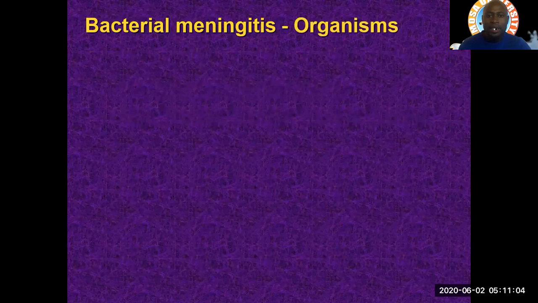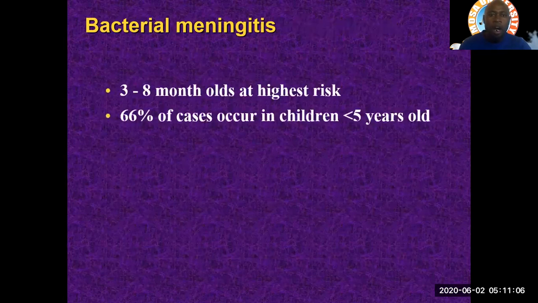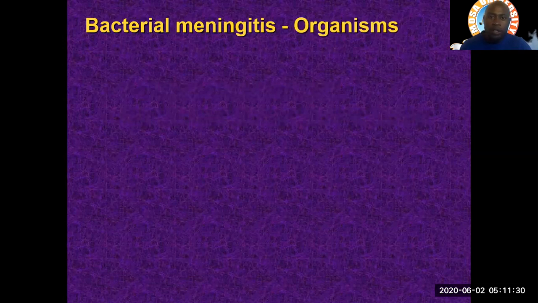So let us look at bacterial meningitis. Those in the ranges of 3 to 8 months are the ones more highly at risk. And in most of it, about 60% of the cases, you'll find that this bacterial meningitis will be found in children that are less than 5 years old.